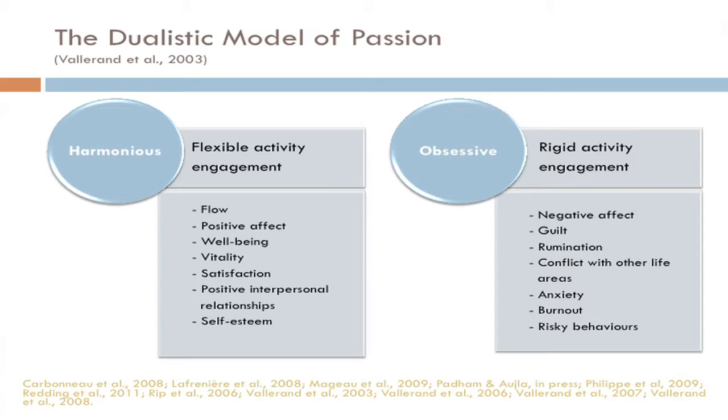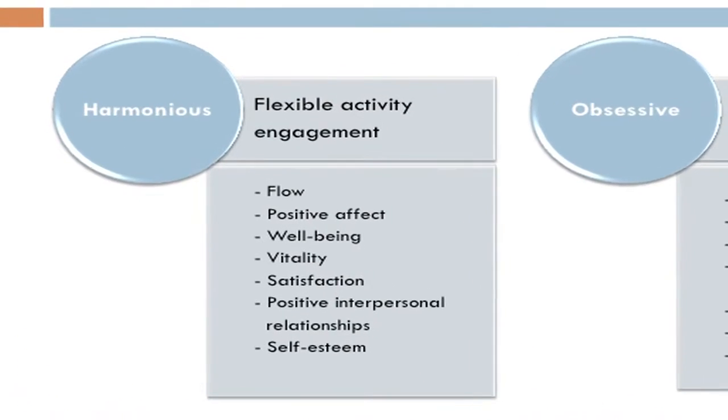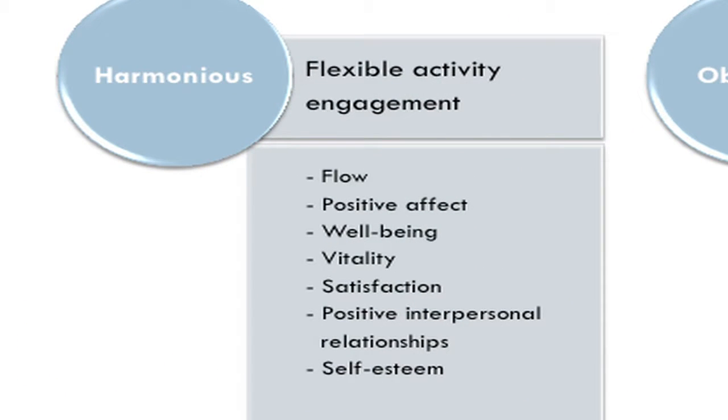But the way in which this activity becomes internalised into our identity can be in a more controlled way or in a more autonomous way. And when it's more autonomous, this gives rise to what's known as harmonious passion. And harmonious passion is characterised by a flexible engagement in the activity. Where we love the activity, we can engage in it of our own volition, but if things do seem to start to go wrong, we can withdraw from it without any real negative consequences.